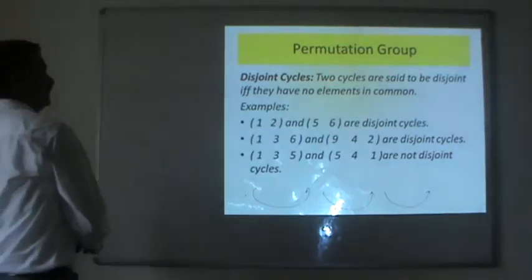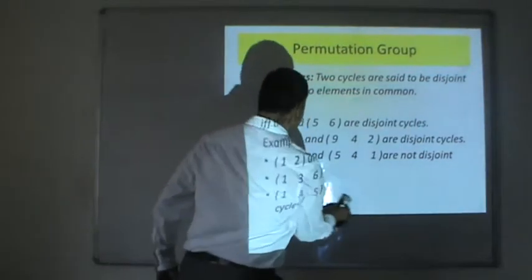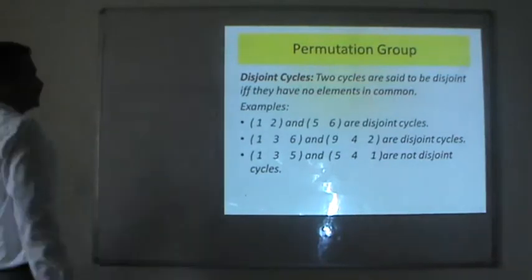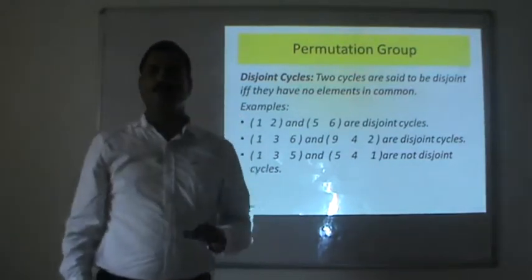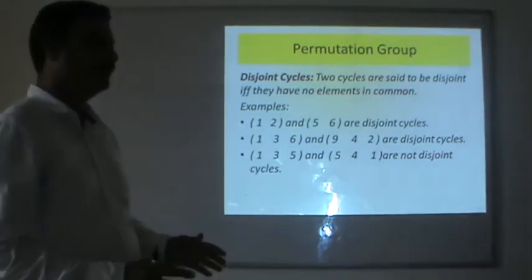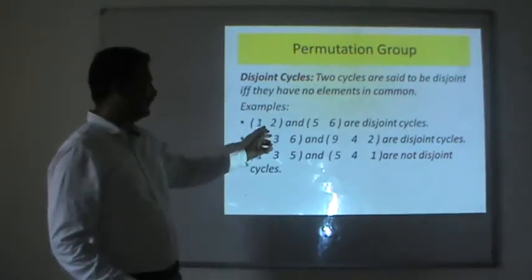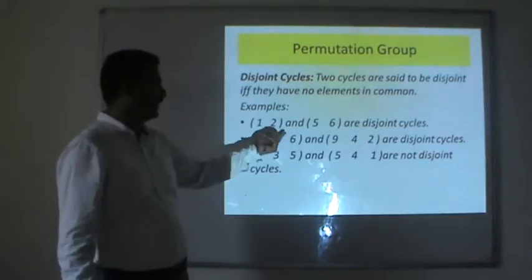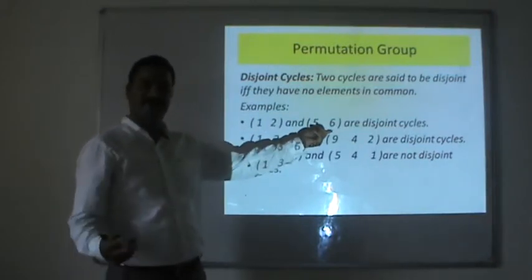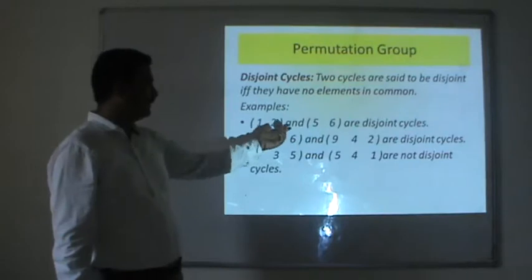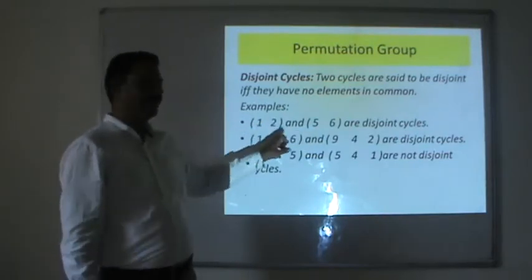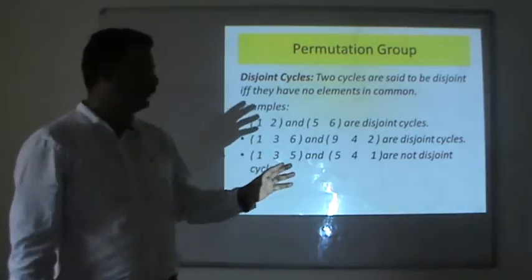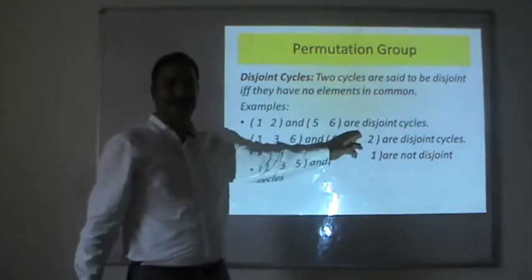Now we come to the disjoint cycle. Two cycles are said to be disjoint if they have no element in common. Means no element is common between them, like (1, 2). This is one of the cycles having length 2. Another cycle is (5, 6), which again consists of two members. And here we observe that no element is common between (1, 2) and (5, 6). So these two cycles are disjoint cycles.